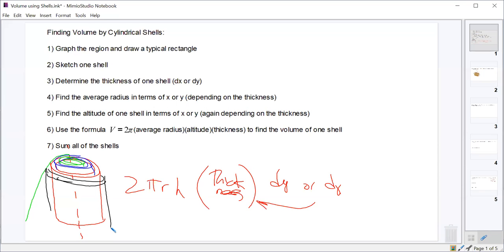All right, so that's what we're going to do. We're going to take these shells, we're going to find their volume, the volume of one generic one. We're going to sum them all together. That'll give us the volume of the whole thing. Sound good to everybody? Okay. So this is the process.